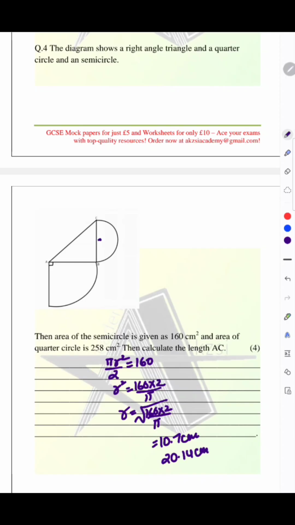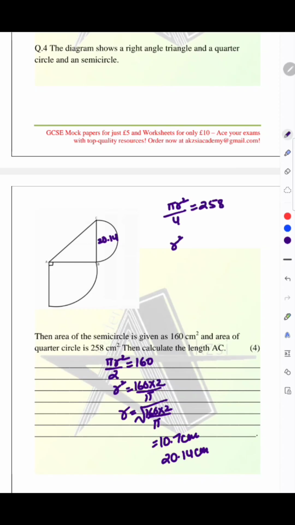So we know this is 20.14. Now use this quarter circle. It says the area of the quarter circle is 258. Area of a circle is pi r squared, so a quarter would be 1/4. So pi r squared over 4 is 258.